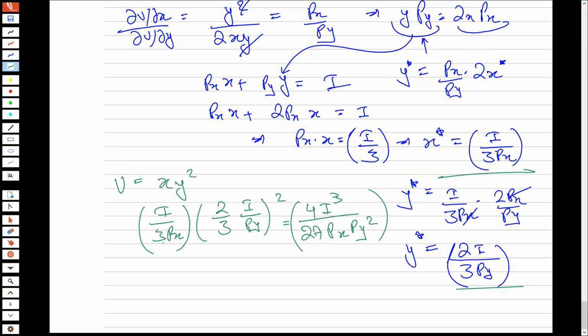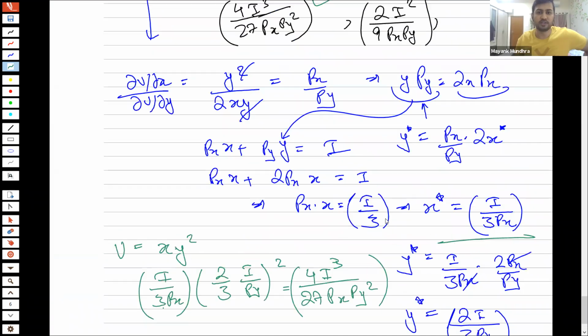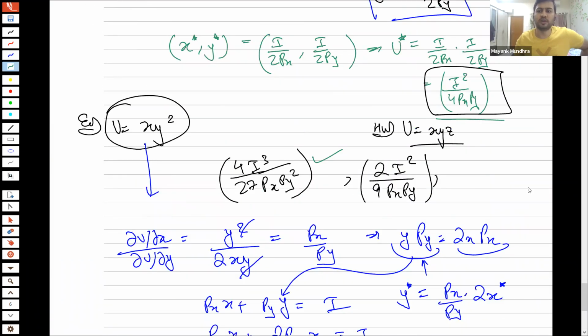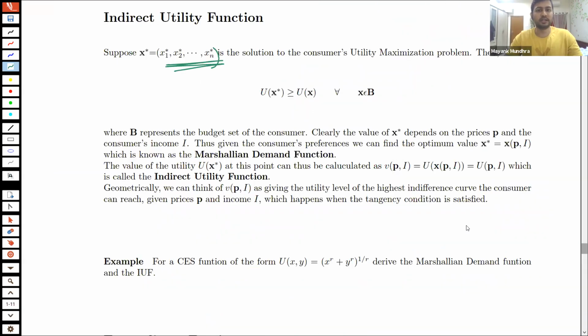Anyway, so that's how you do such questions. Now UXYZ is your homework. Obviously, you can work with it. So the idea is you keep I, PX, and PY unrevealed, as unknown constants. So this is the indirect utility function. Now let's look at some properties of the indirect utility function.